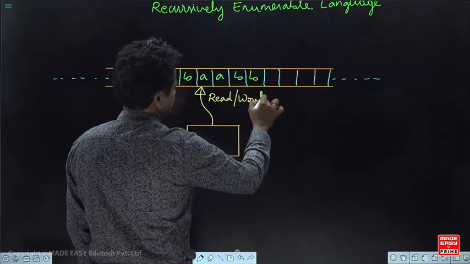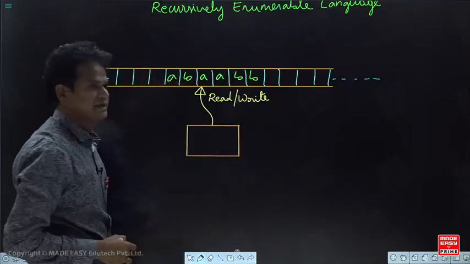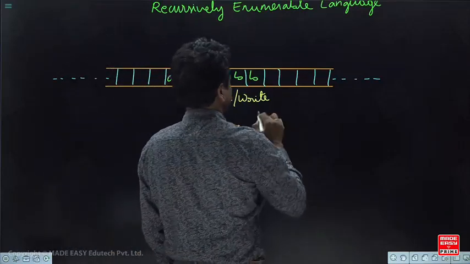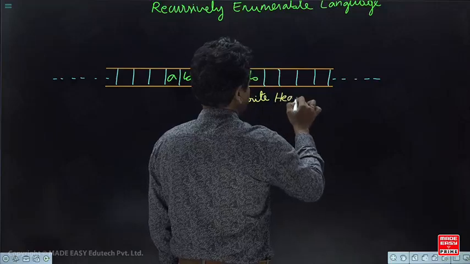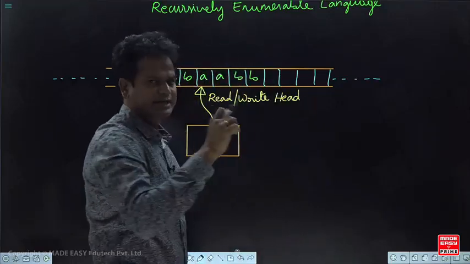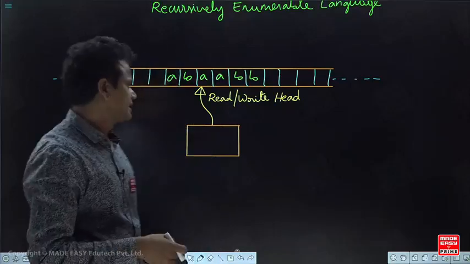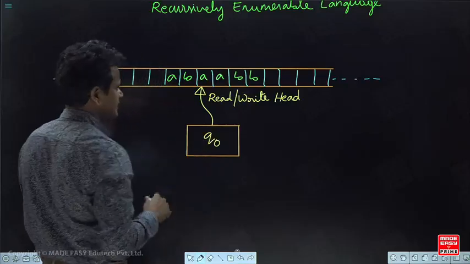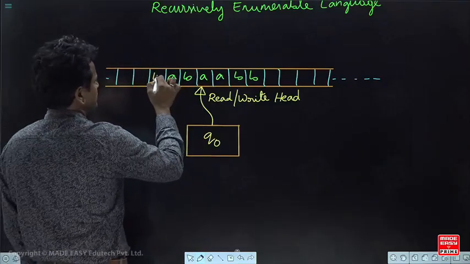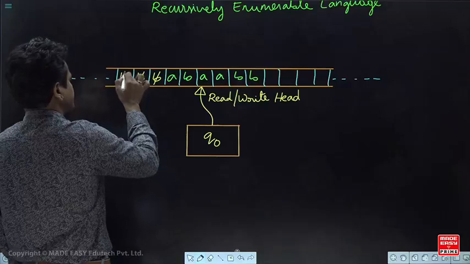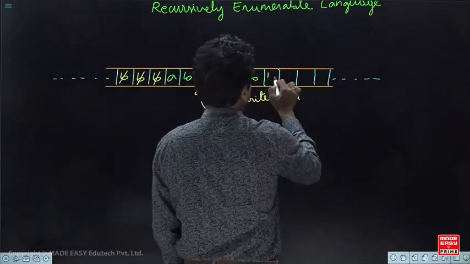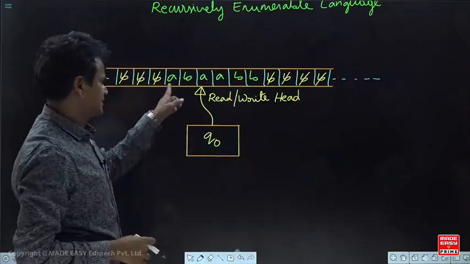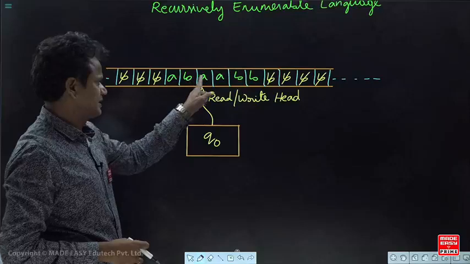In the case of a finite automaton, there will be only a read-only head. But in the case of a Turing machine, it is a read and write head, meaning it can read and it can replace that symbol with another symbol. The automaton will be in some state. This is the input string, A B B, and before and after it are blanks.